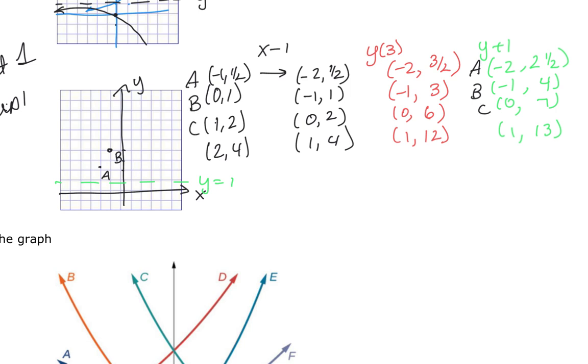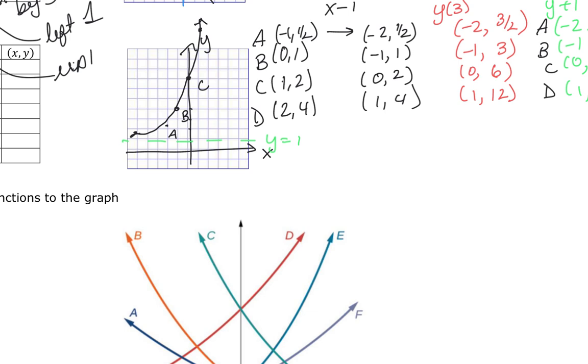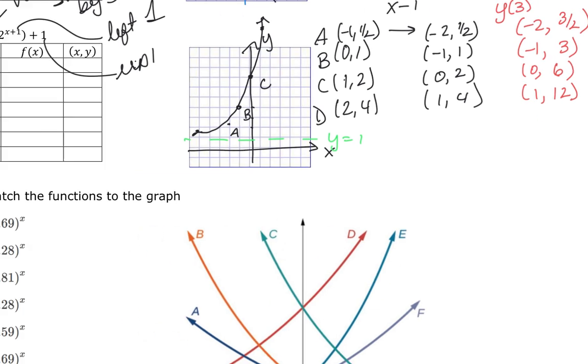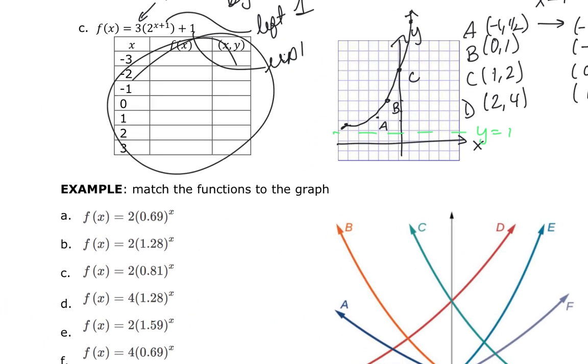C was 1, 2 and goes to 0, 7. It's 4, 5, 6, 7. So that's where C is. And then the point D, which would have been 2, 4, goes to 1, 13. So it's way up here. And this is what my graph looks like. And I did it by plotting points, by doing the transformations of points versus filling in this chart.